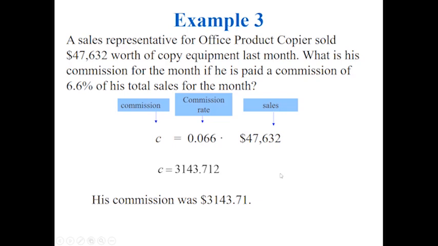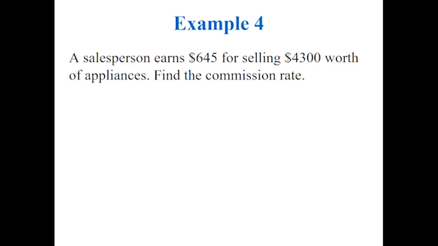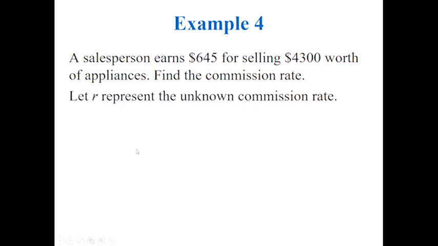So we found the commission. Let's do an example where we get this information and we want to find the commission rate. A salesperson earns $645 for selling $4,300 worth of appliances. Find the commission rate. So we can plug into our commission equals commission rate times sales, letting R represent the unknown commission rate.